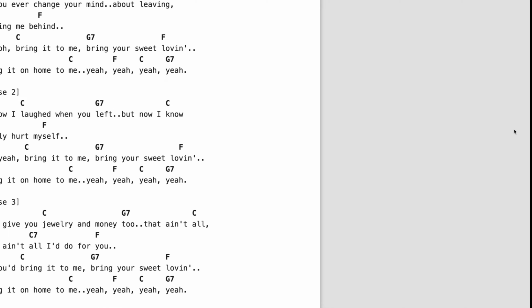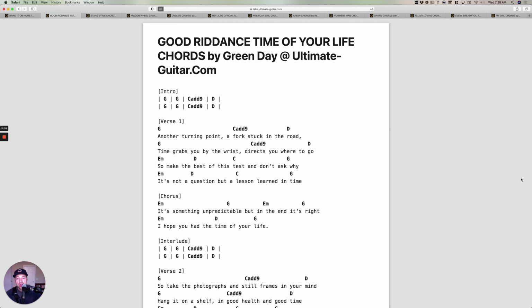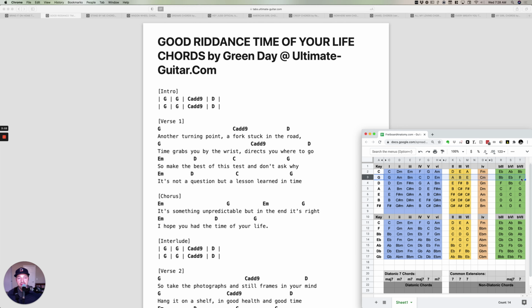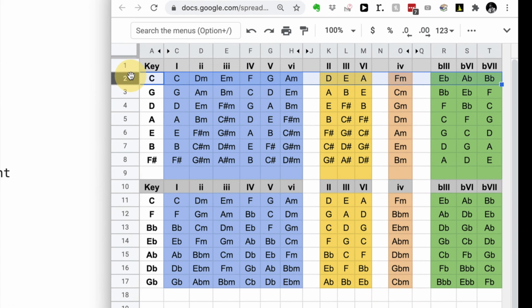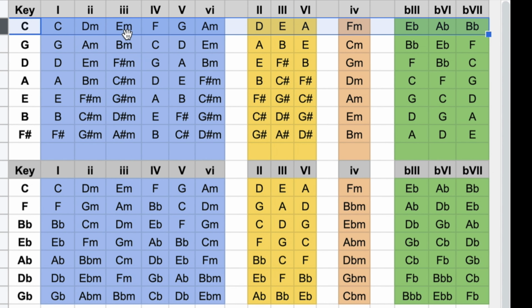All right, let's do the next song in here. Good Riddance, Time of Your Life. G, C add 9, and D. We can just sort of collapse C add 9 into being C for right now. When we're looking at this, okay, well, we know in the key of C, we've got C and G. We even have E minor. We don't quite have D. We have D minor. Is there another one that makes more sense?